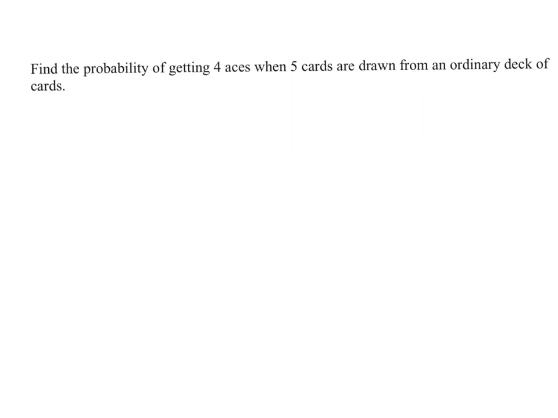So I'm going to break this problem down into a bunch of different parts. Obviously, we need to talk about getting 4 aces. That's one part of it. But we have to have 5 cards. So we're going to also have to talk about the possibilities of getting that 5th card. So we're going to start with this idea of 4 aces.